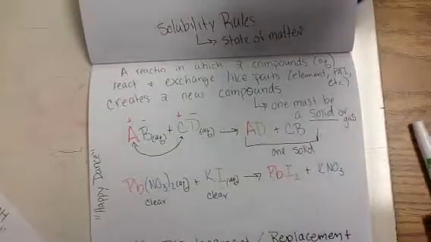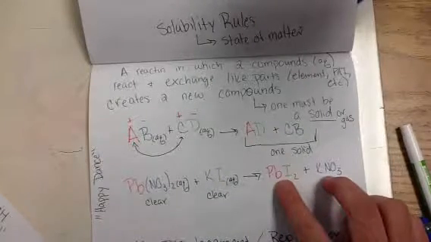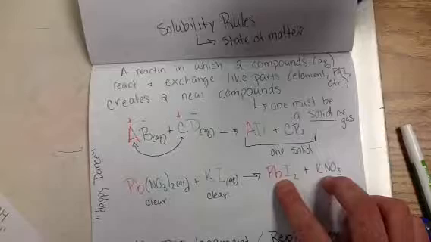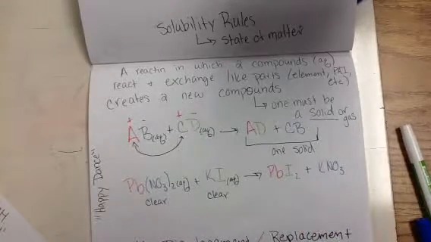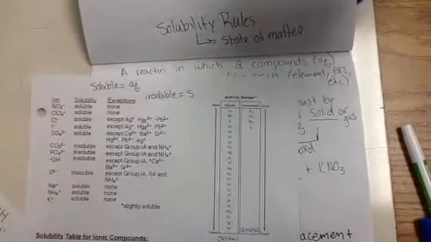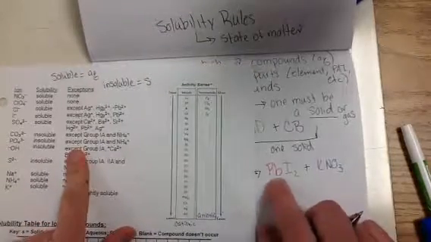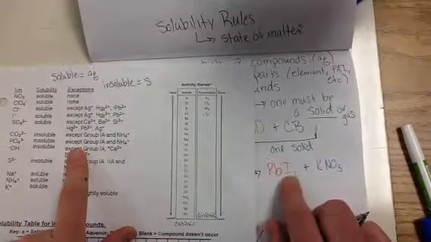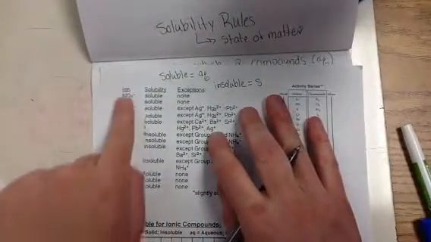Now keep in mind, we still need to make sure that one of these products is a solid. Because if one of these products is not a solid, then this reaction didn't actually happen, and we'll talk about why again in a hot second. So let's go ahead and check. Let's start off with these rules here. So we're looking for either ion, lead or iodine.